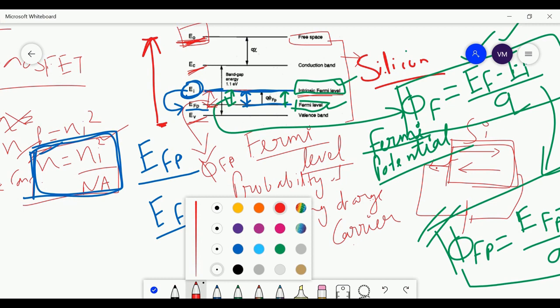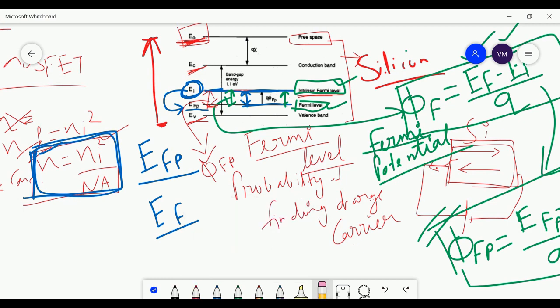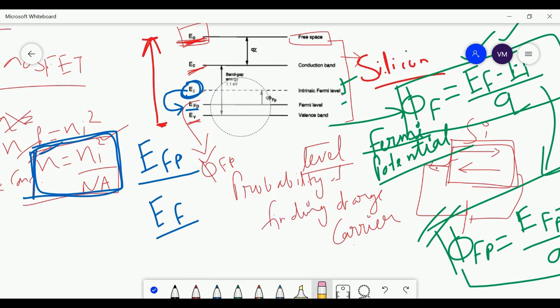It's already drawn here, if you can see. The Fermi potential is the difference between this level. What is this level? The intrinsic Fermi level and the actual Fermi level of the semiconductor. Fine. So that is the Fermi potential. That is very important. It will be useful when you will be analyzing the MOSFET structure.